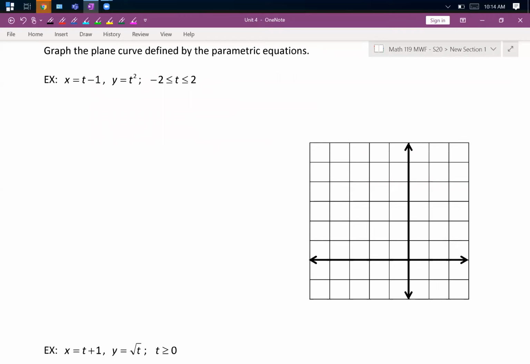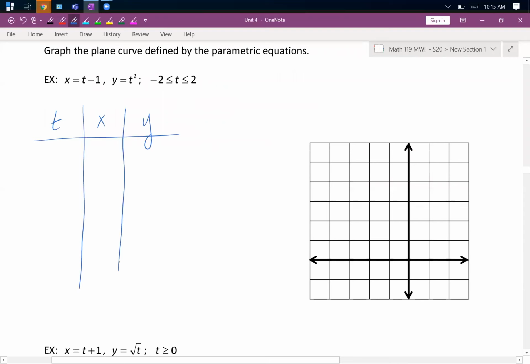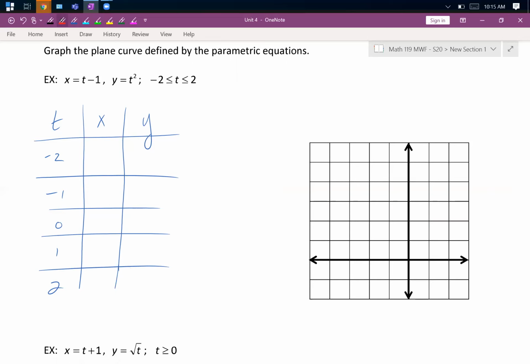So we want to graph x equals t minus 1 and y equals t squared, where t is between -2 and +2. We're going to make a t x y chart, so we just have a third column. Now, t only goes between -2 and +2. That's not very many numbers, so I'd probably pick t for every one of those numbers. We frequently use 5 points to graph. And then we'll plug in.